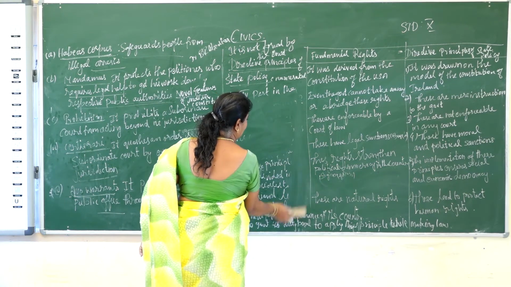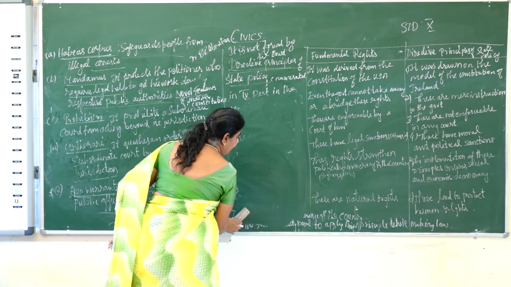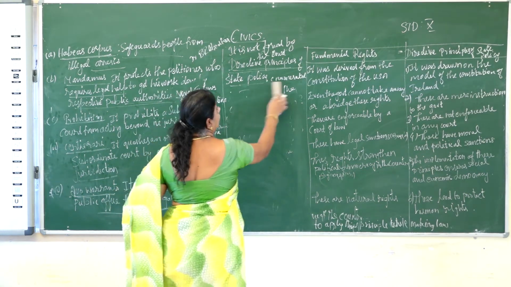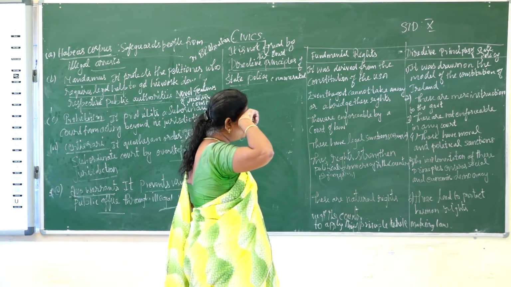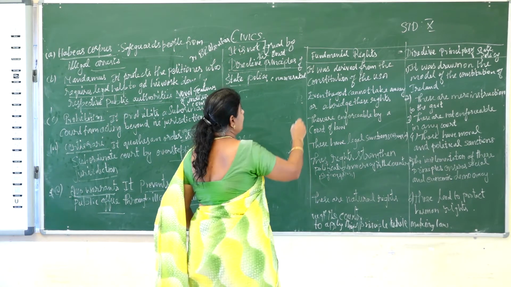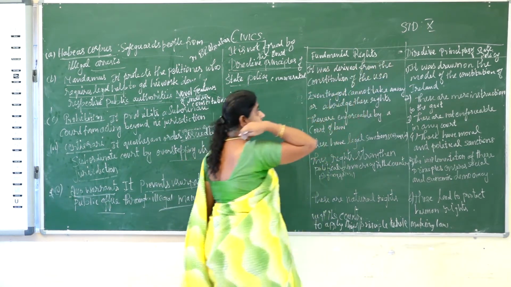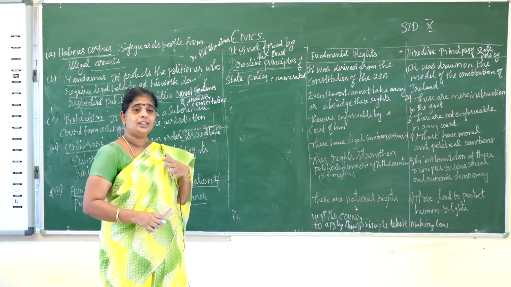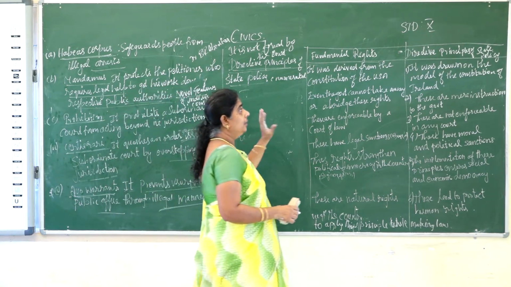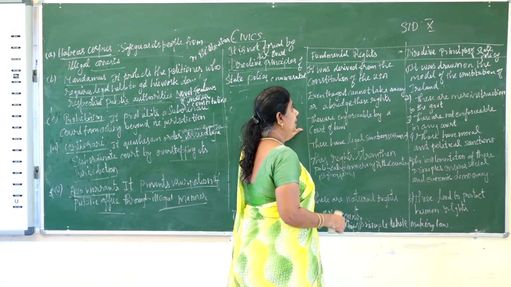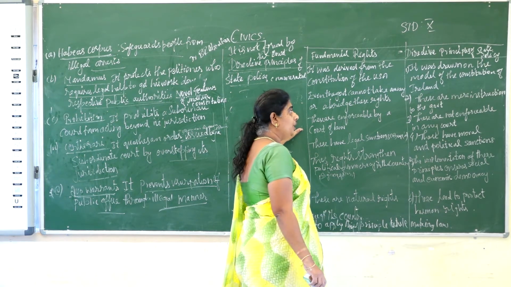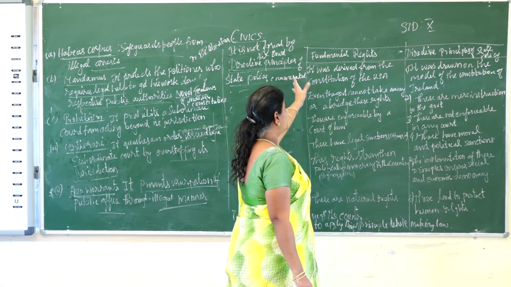Next, we will see the difference between the fundamental rights and directive principles of state policy. What are fundamental rights? These are the rights provided by the government for us to enjoy, and the directive principle is not enforceable by the government, but it's necessary for the government to run. So we'll see the differences.